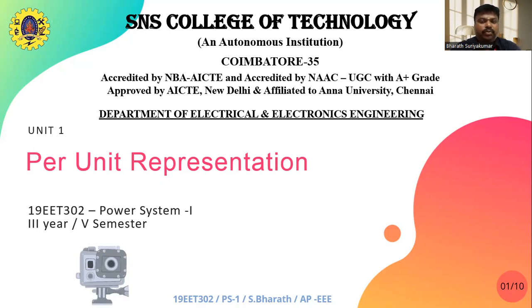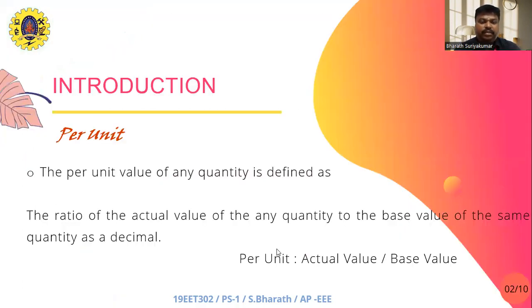Per unit. So what is this per unit representation? The basic definition is that the per unit value of any quantity is defined as the ratio of the actual value of any quantity to the base value of the same quantity as a decimal. So the formula is per unit is equal to actual value divided by base value. This is the exact definition for a per unit.